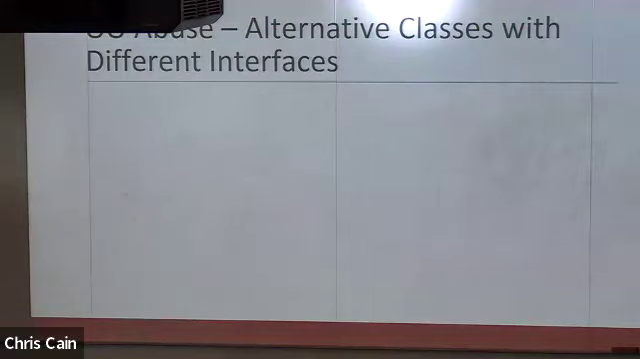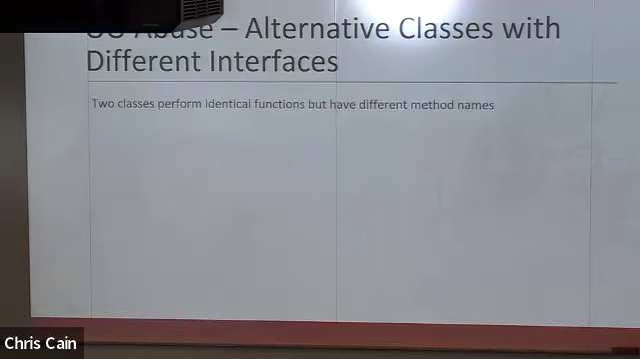All right, next one. Alternative classes with different interfaces. So we have 2 different classes. They do exactly the same thing, but have different method names. This is awful. This is probably my least favorite OO abuse to actually see.